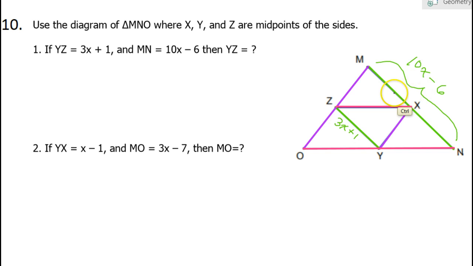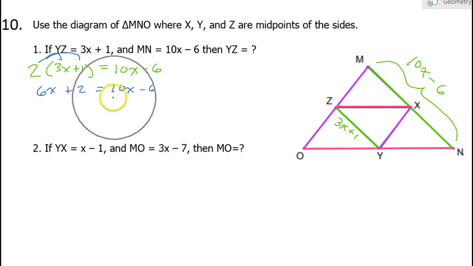So how do they relate to each other? If I double the midsegment, that should equal the parallel side. So if I do 2 times 3x plus 1, that should equal the 10x minus 6. So from there, I'm going to do the distributive property. So this will be 6x plus 2 is equal to 10x minus 6.